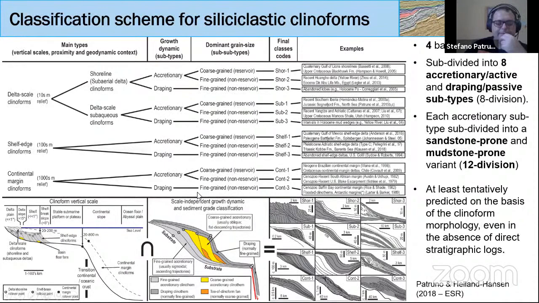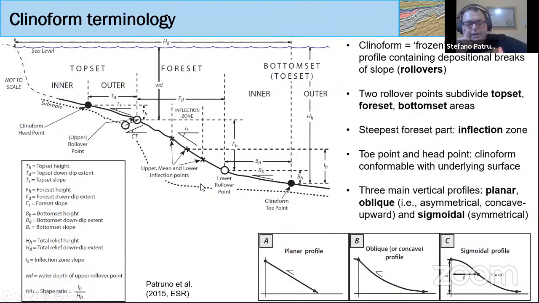Now, going into the quantitative classification of clinoforms, first of all, let's define some terminology so that everyone is working with the same terms. Rollover points are breaks in slope: upper rollover point and lower rollover point in a classical sigmoidal clinoform. The area between the two rollover points is called foreset. The area seaward of the lower rollover point is called bottomset. The area landward of the upper rollover point is called topset. Each of these areas can be measured, for example foreset height and foreset down-dip extent. The inflection zone is essentially the steepest part of the foreset, representing the steepest part of each clinoform.